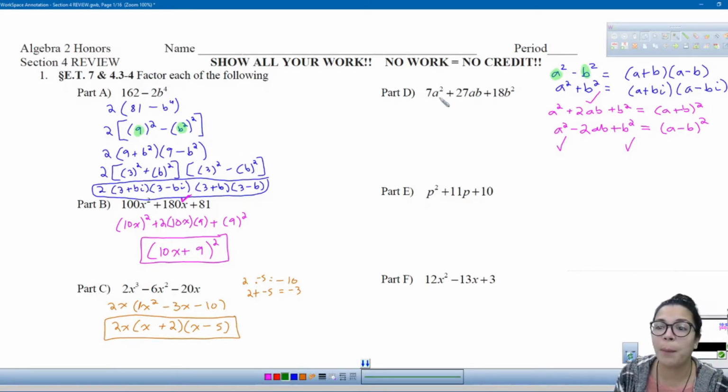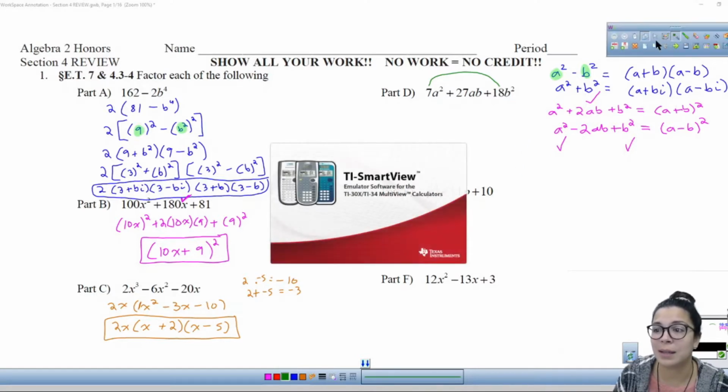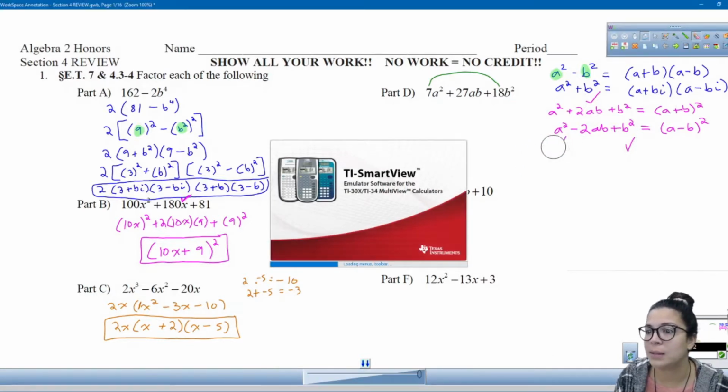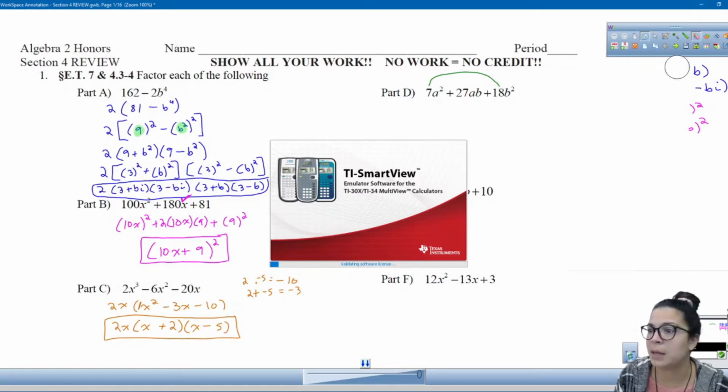Okay, moving on from there, part D. So on this one, we can't factor out a GCF. So we just have to rainbow over because there is a coefficient. So 7 times 18 is 126, right? I'm going to go ahead and erase these identities. I don't need them anymore.